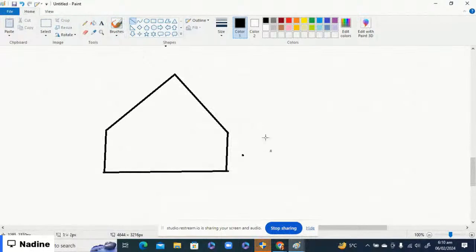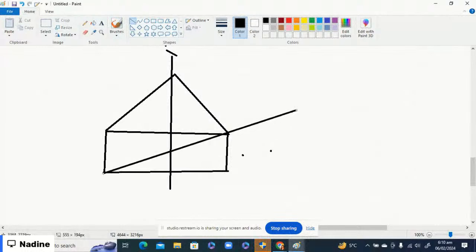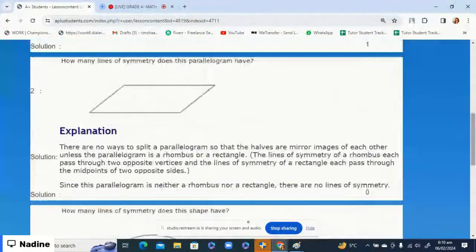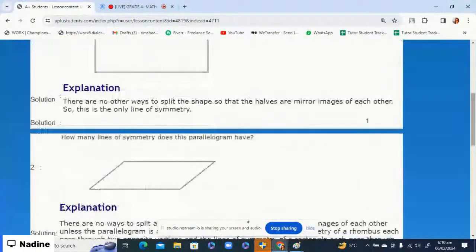Okay. We can only divide this polygon into two halves this way. Am I right? Two halves. There is no other symmetry, because if we divide it another way, one part is one shape and the next part is another shape. If we divide it like this, again it is not the same shape. So the polygon has only one line of symmetry. This is the same lesson as we have already done. Is there any line of symmetry for that case? No, there is no line of symmetry for that case. Okay.